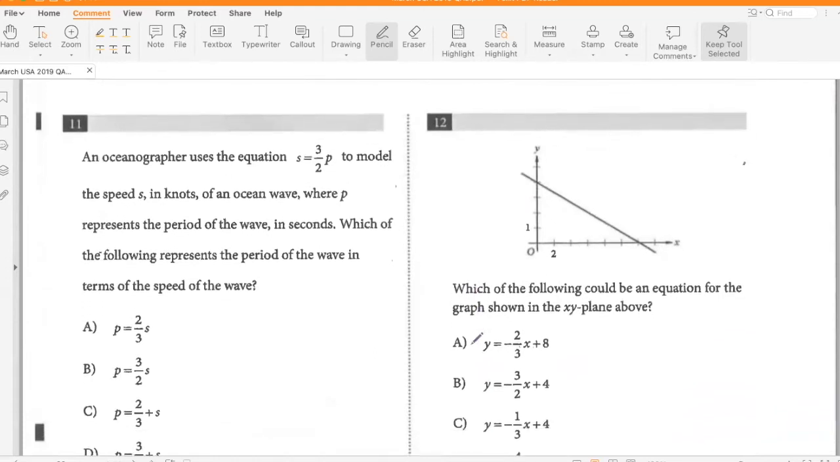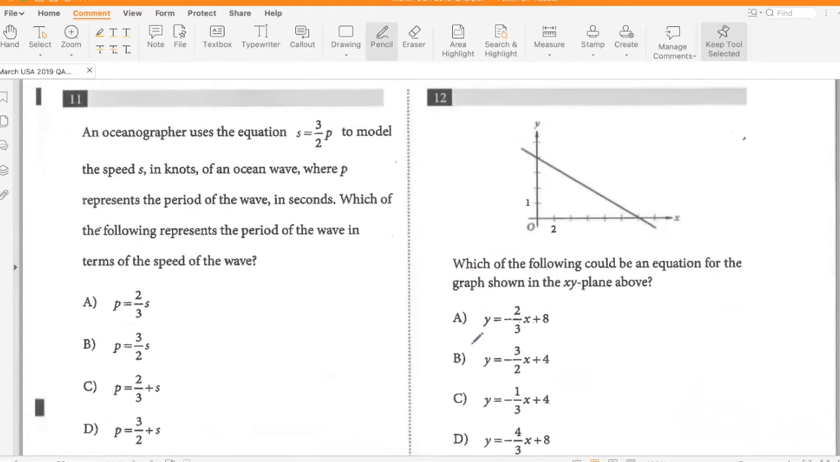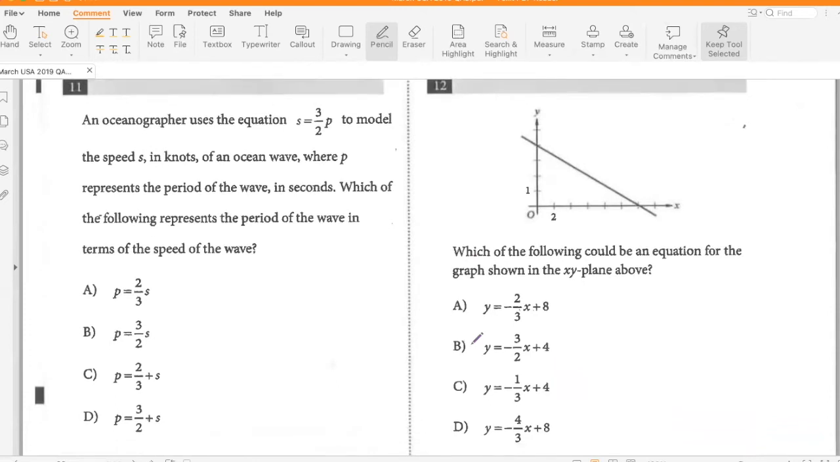An oceanographer uses the equation S = 3/(2P) to model the speed of an ocean wave, where P represents the period of the wave. Which of the following represents the period of the wave in terms of speed? So S is 3/(2P), so P would be 2/(3S). So that's option A.